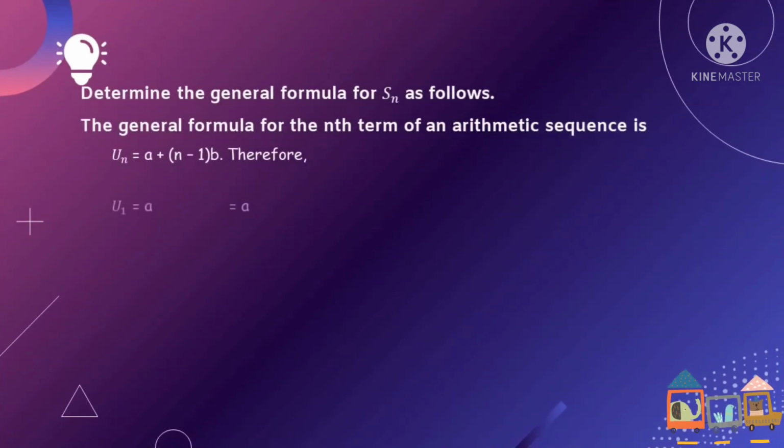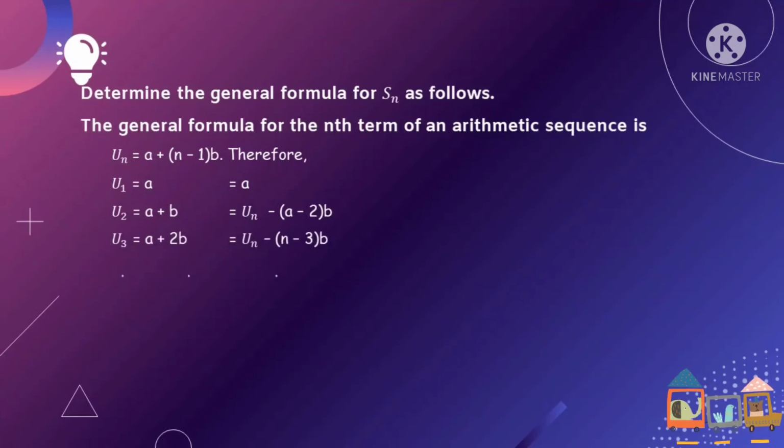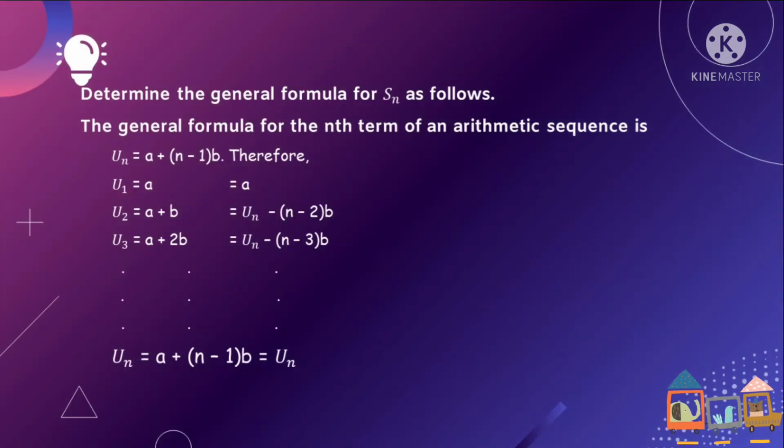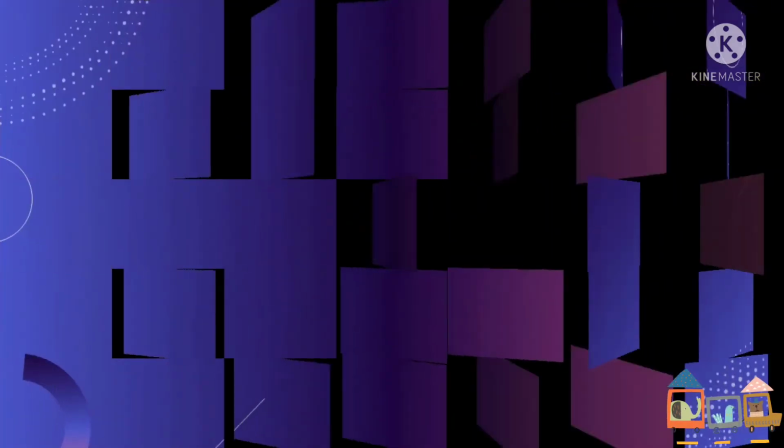Determine the general formula for Sₙ as follows. The general formula for the nth term of an arithmetic sequence is uₙ equals a plus (n minus 1) times b. Therefore, u₁ equals a. u₂ equals a plus b, equals uₙ minus (n minus 2) times b. u₃ equals a plus 2b, equals uₙ minus (n minus 3) times b. So that uₙ equals a plus (n minus 1) times b.